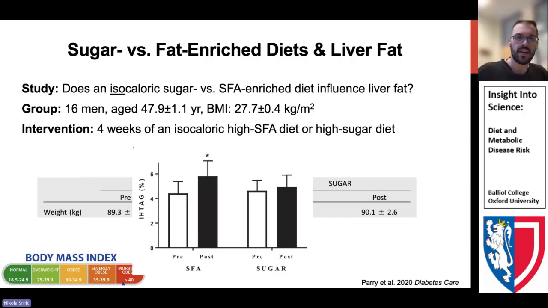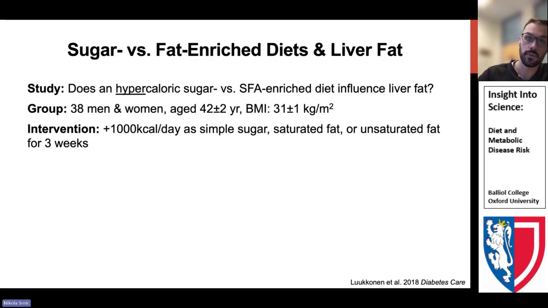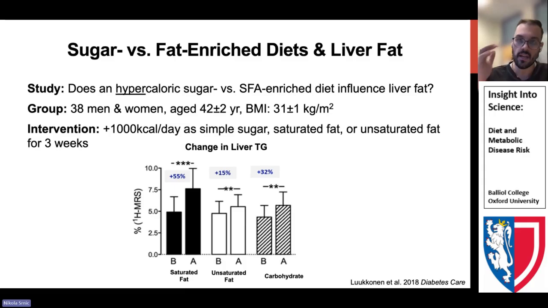The next study we're going to look at, so this one looked at sugars versus fat under isocaloric conditions. I want to ask you then, what do you think would happen under hypercaloric conditions? And this takes us back to the study we looked at previously under the hypercaloric quantity setting. So where we had 38 men and women with an age of 42 and BMI of 31, where they consumed extra calories of sugars, fat, or unsaturated fat. And again, you've seen this before, and we said that, right, people gained weight, liver fat went up.